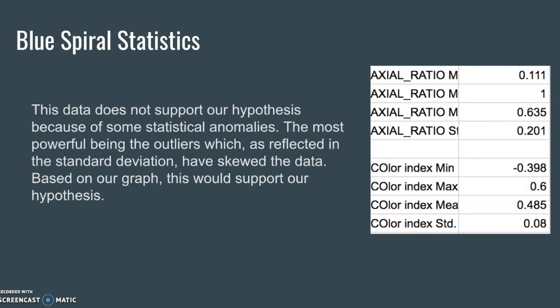Next, we have statistics for blue spirals. These results also oppose our hypothesis because the statistics show that the mean axial ratio for blue spirals is lower than the axial ratio for red spirals, and we hypothesized that blue galaxies should have an axial ratio closer to 1. Additionally, the blue spirals seem to have a greater standard deviation than red spirals do.